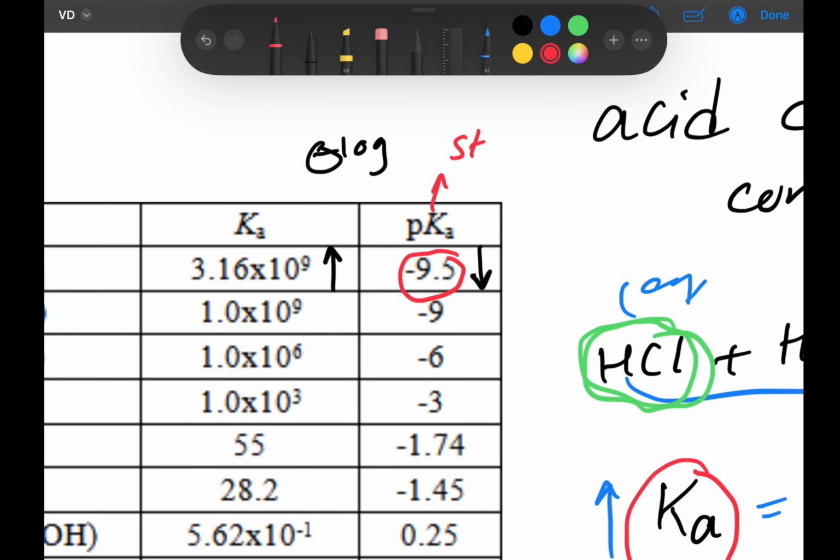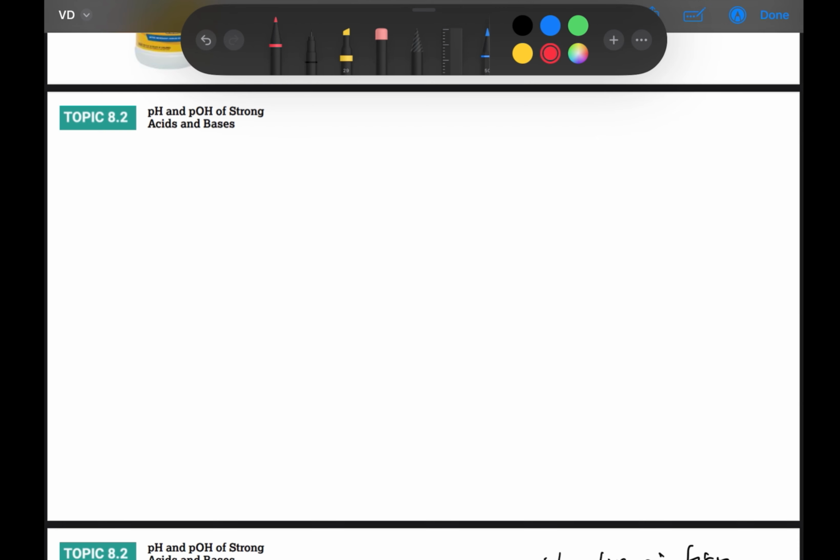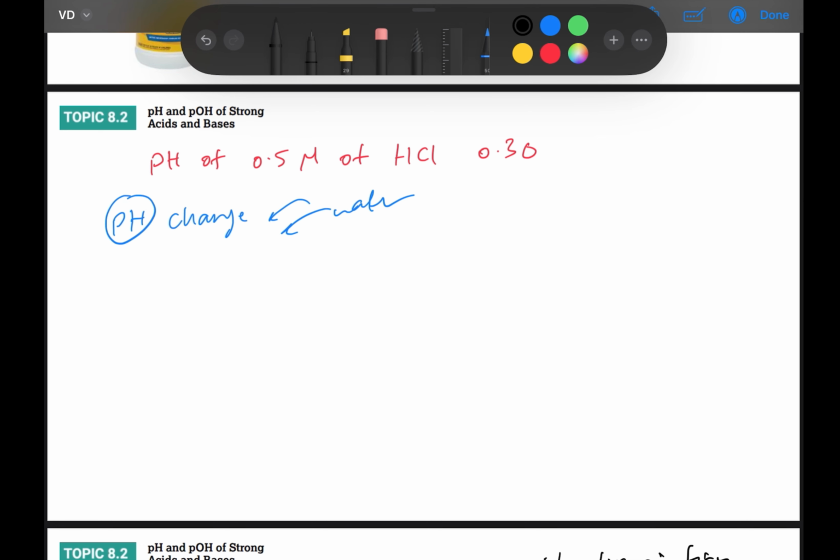a very strong acid. So in the first example of acid, the pH of 0.5 molar of HCl was like 0.3, if you just remember. Okay, but I have a question. Will the pH change as we add water? Like if we add water, what will happen to the pH? Does it remain the same or does it change? So we can prove that.